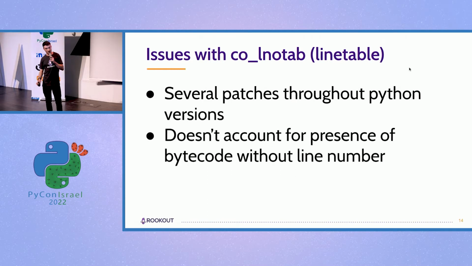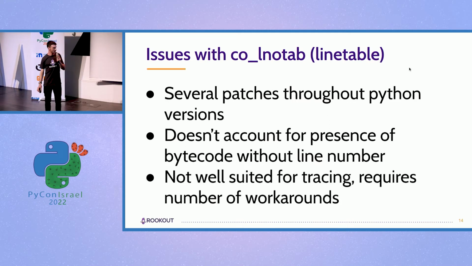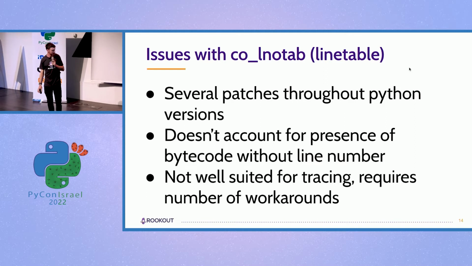And the most major problem is that it didn't account for the presence of bytecode without a line number. They don't actually refer to bytecode that doesn't have a line number. This situation can happen because, for example, of yield instructions and other situations where bytecode is being generated, but without a line number to refer to. And another issue is that because of these two issues, tracing tools and debuggers required a couple of workarounds. So it was tedious work, and they wanted to introduce a new line table.